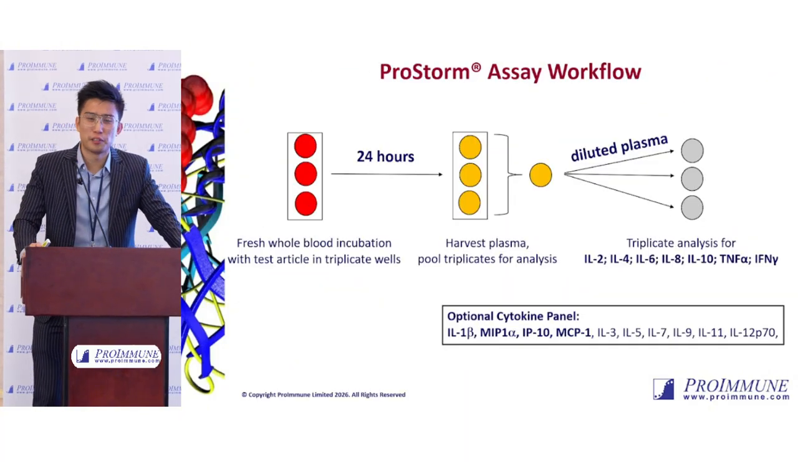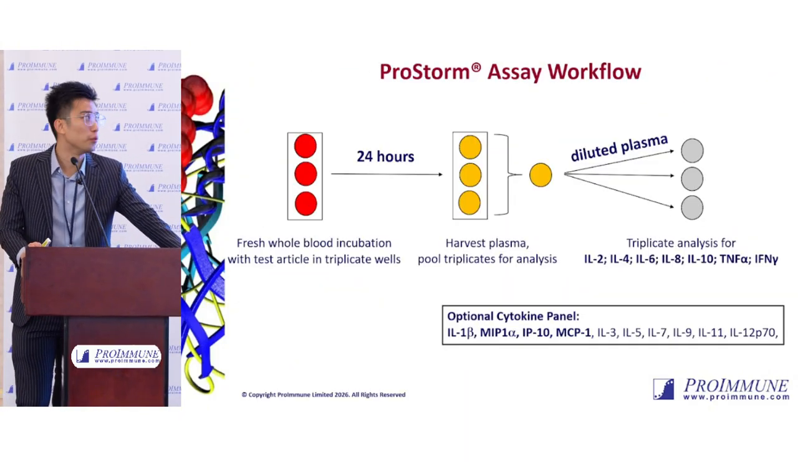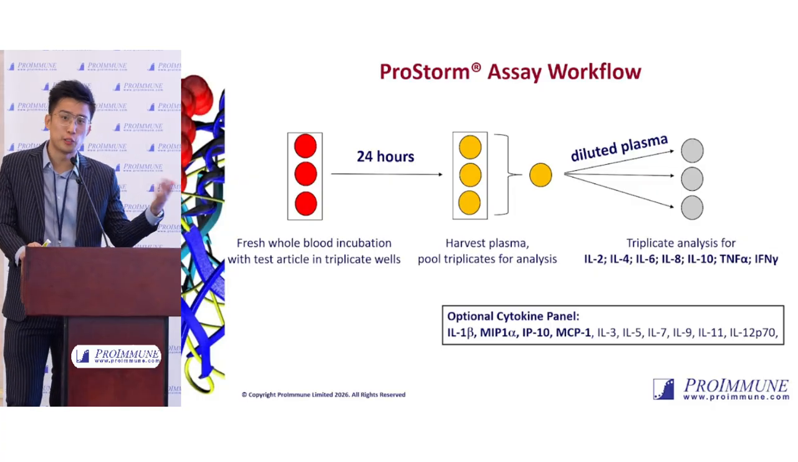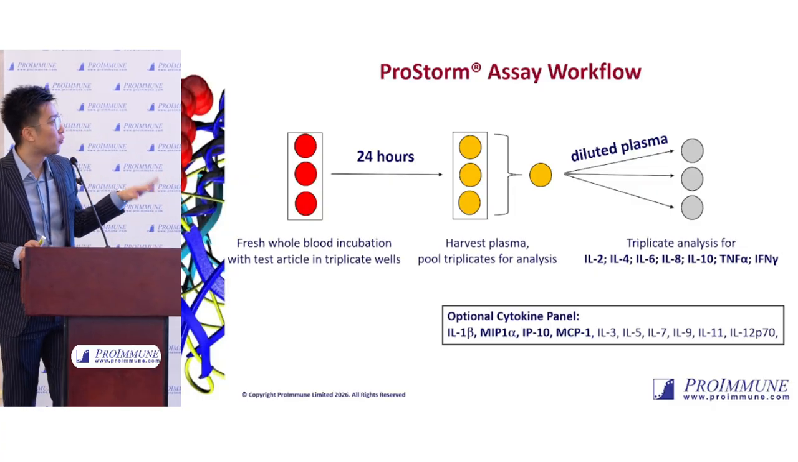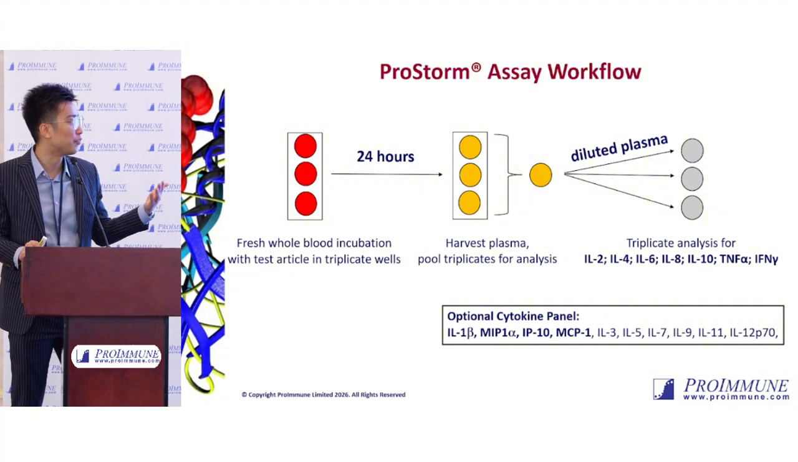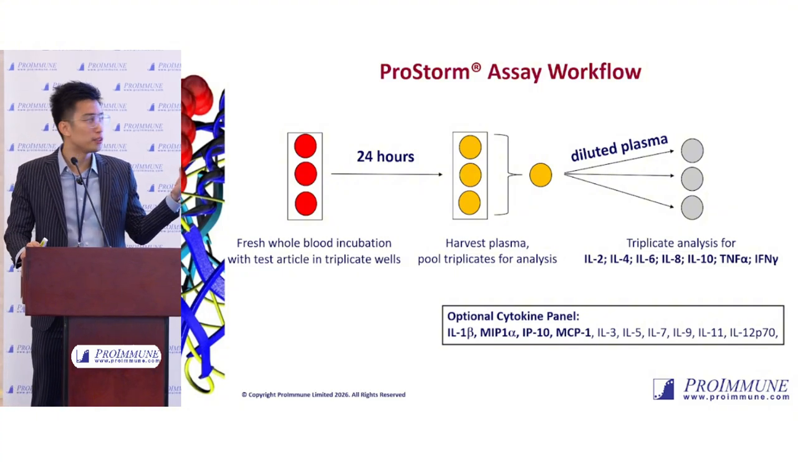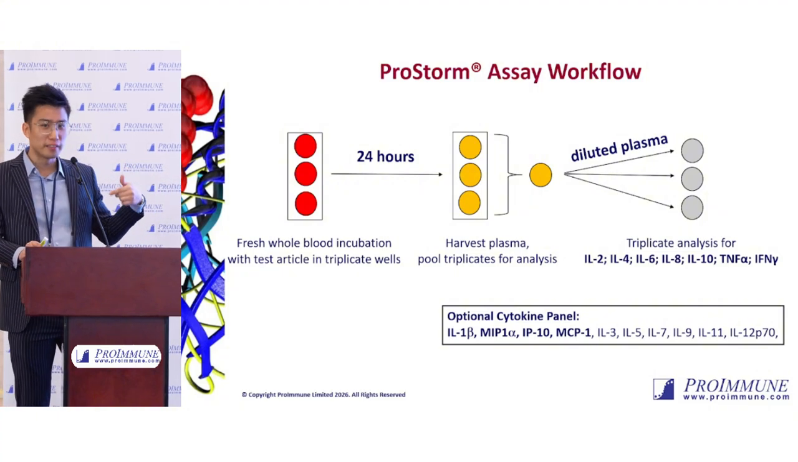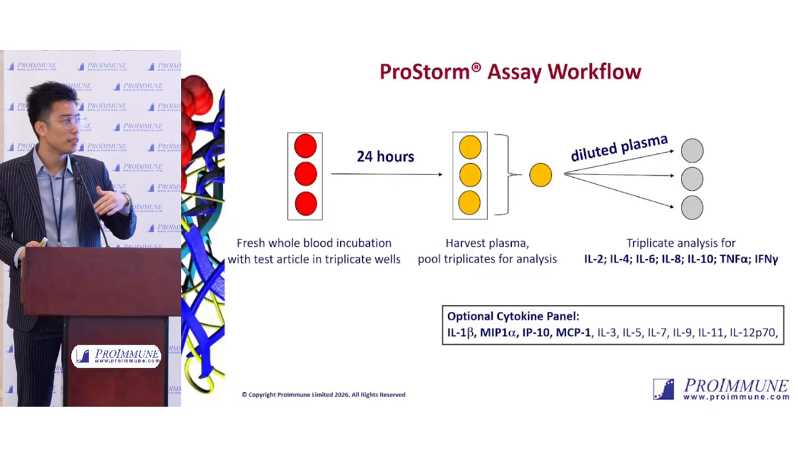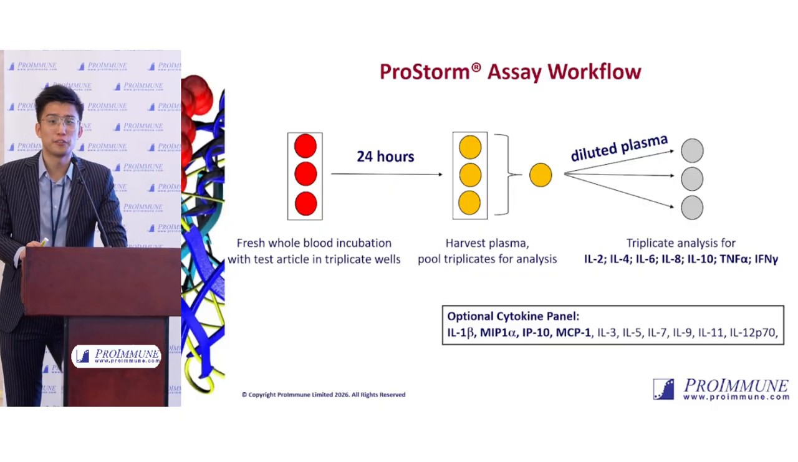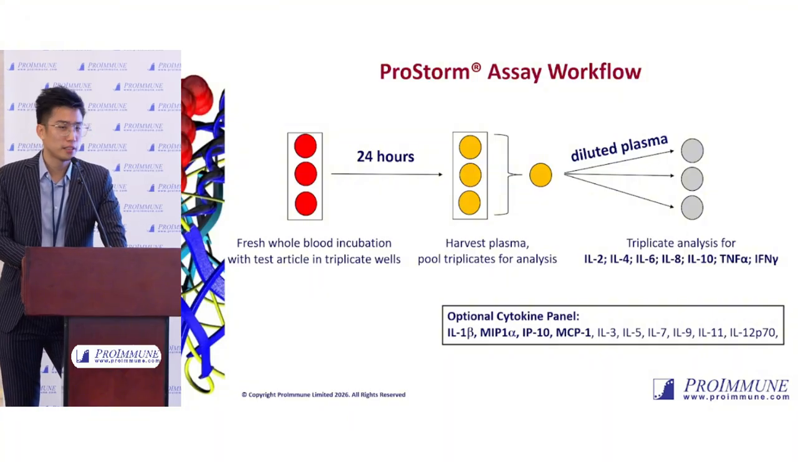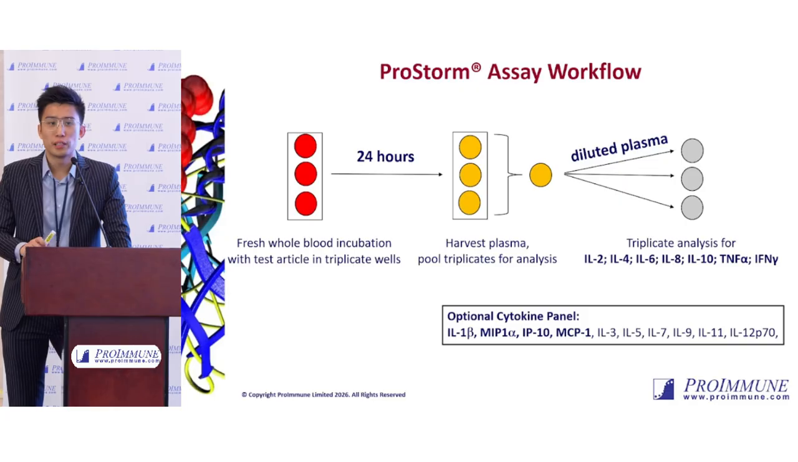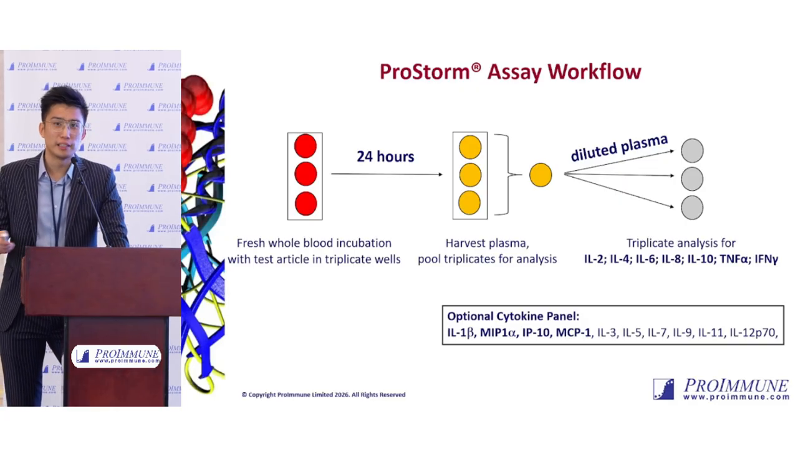So this is a very simplistic summary of our assay workflow, where we incubate the test article in the fresh whole blood. We do it in triplicate wells. After 24 hours incubation, we will harvest the plasma. We will pool the triplicates together for analysis, and then we run a triplicate analysis to have a 7 cytokine readout in this case. So you got IL-2, 4, 6, 8, 10, TNF-alpha, interferon-gamma. But of course, depending on what cytokines you're looking for, we can always consider adding them in the panel.